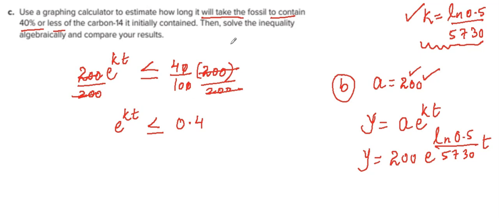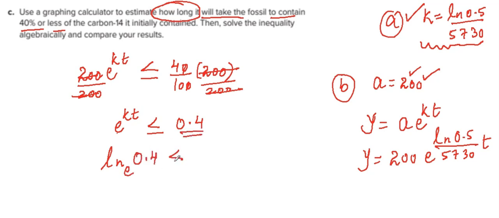They said find how long, and how long means we need to find out the time. K we already have, which is from the A part we have done. We will substitute this later. So taking log on both sides, you know how to change it to log. Log at the base e of 0.4 is less than or equal to kt. No need to write e, this is just to make you understand, because ln means natural log. So now divide by k on both sides. This and this cancel out. Substitute the value of k.